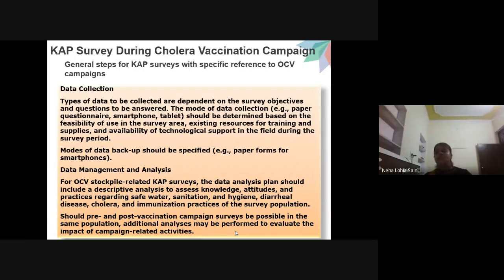Your interviewer doesn't know much about technology, and then still you have given them a smartphone and said, use this to collect data and bring it. So you have to have technological support every time in the field during the survey period.